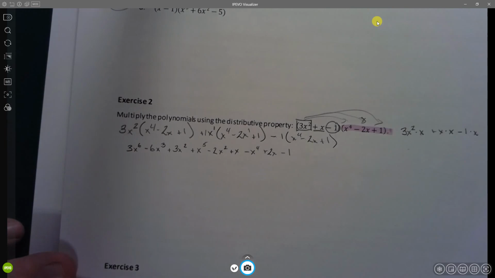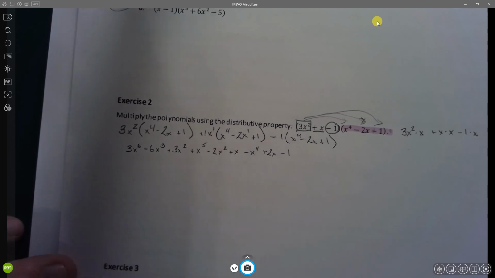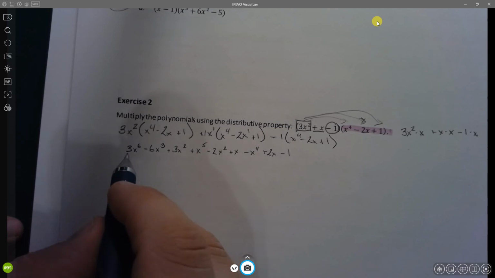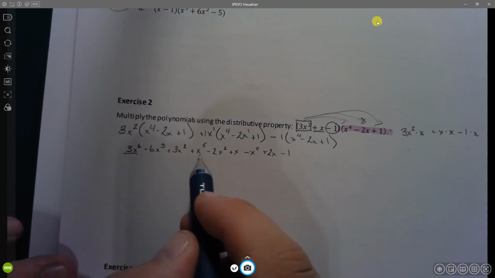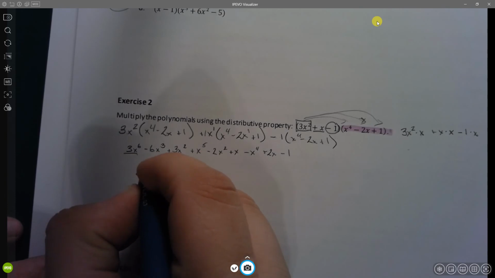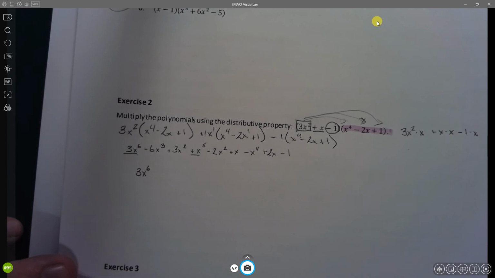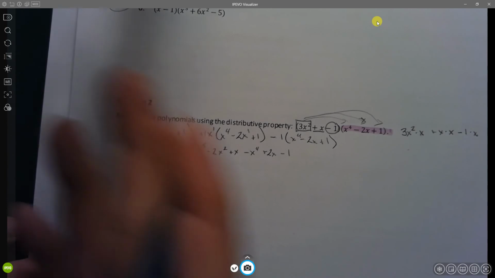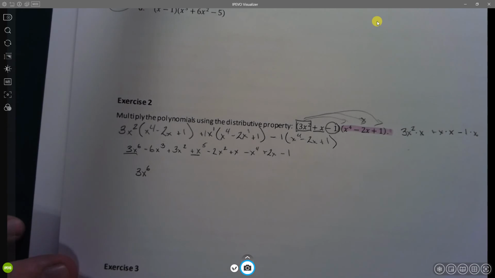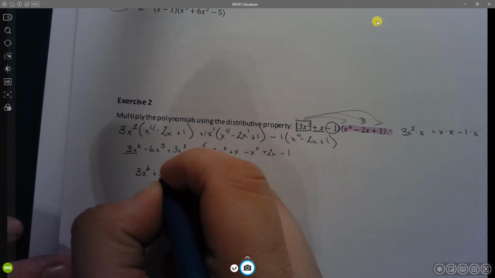Okay? Now comes the fun part. You got to identify all your like terms. So I find the term with the highest exponential value. In this case, it's 6. Do I see anywhere else that there is an x to the 6th power? I don't. So 3x to the 6th is what's written next. The next power is x to the 5th. Do I see anywhere else that there is an x to the 5th? I don't. So plus x to the 5th.